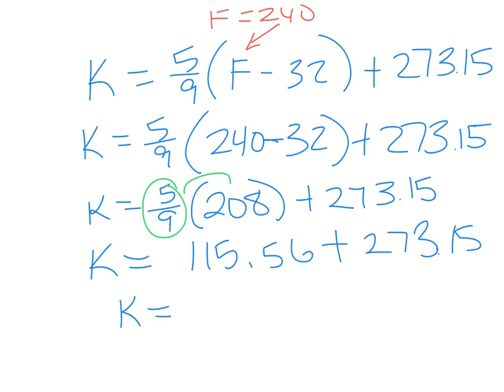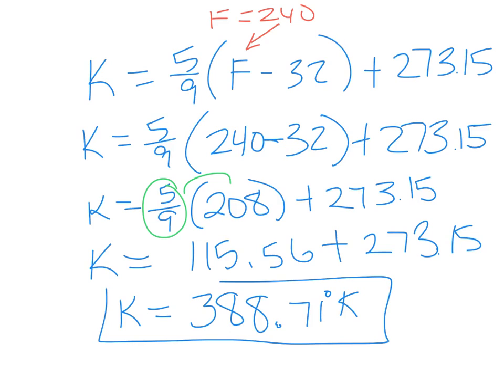Oh, okay. 273.15. 388.70. And then we label it. So it's approximately 388.71 degrees Kelvin. So you just converted Fahrenheit to Kelvin. Cool, right?